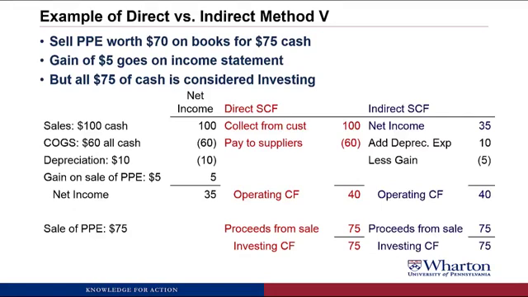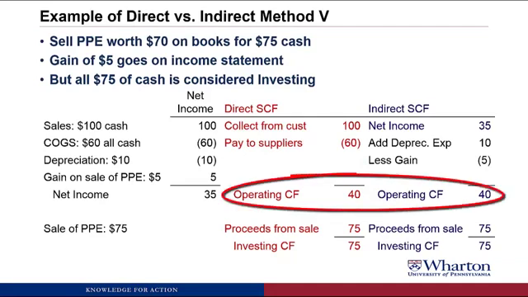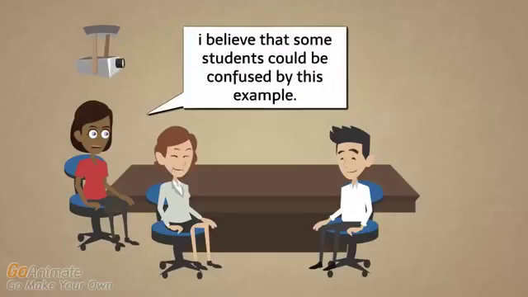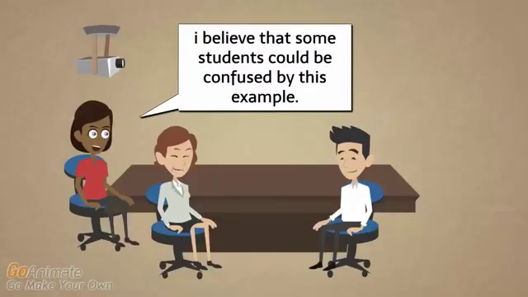Under the indirect method, we start with net income, which is $35. We add back depreciation expense of $10 because it's a non-cash expense. And then we have to remove the gain, otherwise we'll double count that cash flow. A gain increases net income, so to remove it we need to subtract the gain. Once we do that, we end up with operating cash flow of $40, so it's the same under the indirect and direct method. And then we have, again, the full cash flow from the sale of the PP&E, $75, as an investing cash flow. I believe that some students could be confused by this example.